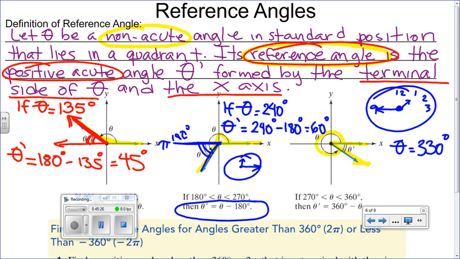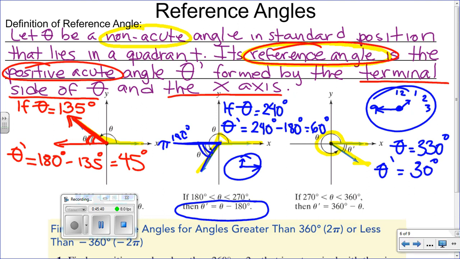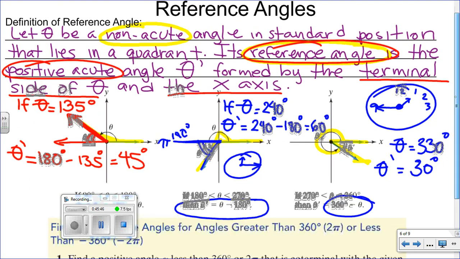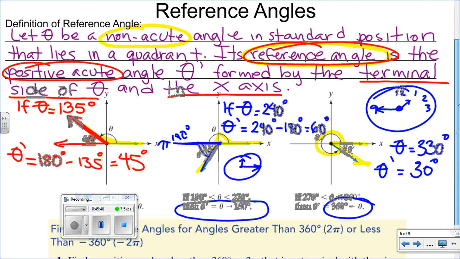All right, so if this is 330, this angle is almost at 360, right? It's just missing a little 30. So that could be found by 360 minus theta. So those are reference angles. Do not confuse them with coterminal angles. They're different, okay?